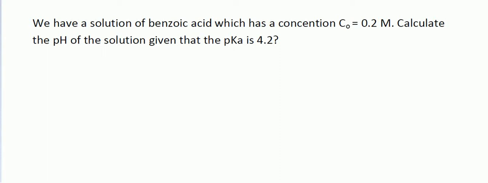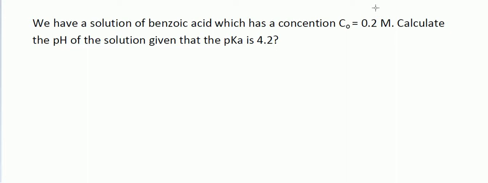Hello everyone, today we are going to see a question on acids and bases, and this is specifically a question on a weak acid. So let us start. We have a solution of benzoic acid which has a concentration of 0.2 mole per liter. Calculate the pH of the solution given that the pKa is 4.2.